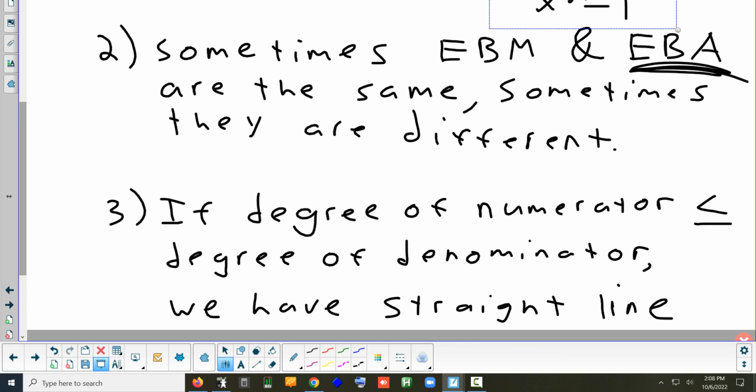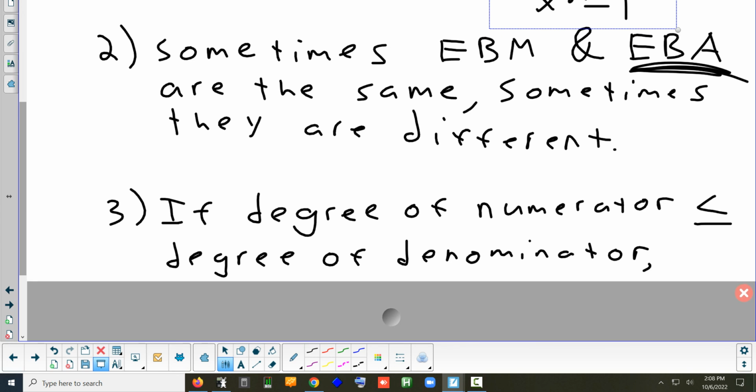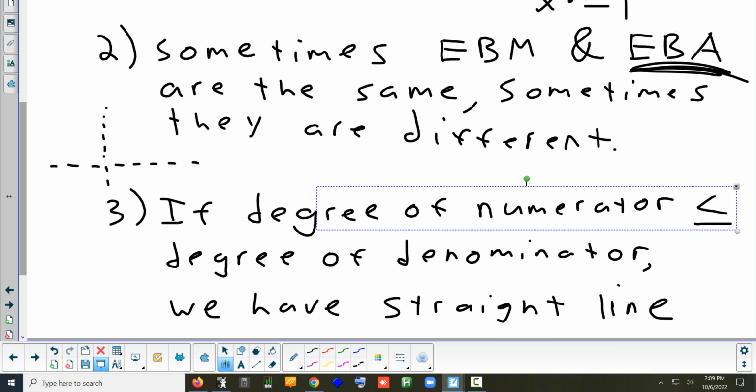Now, yesterday, remember the kinds of asymptotes we had? What were the two kinds of asymptotes we studied yesterday? Vertical and horizontal. The point there, vertical is a straight line. Horizontal is a straight line. And you will always have asymptotes that are straight lines when you do the kinds of problems we did yesterday.